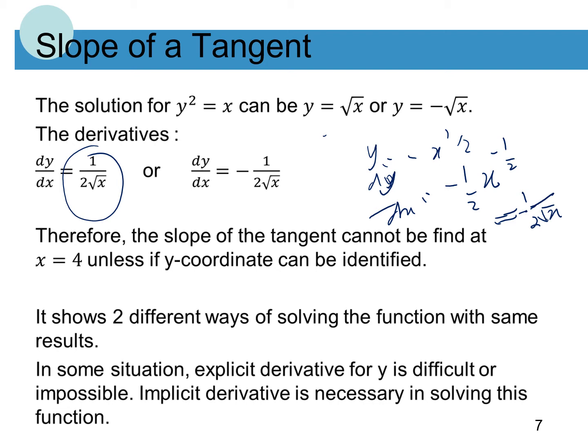Okay, and it shows two different ways of solving the function with the same results, but in some situations an explicit derivative for y is difficult or impossible. Therefore, the solution for this is by using the implicit derivative.